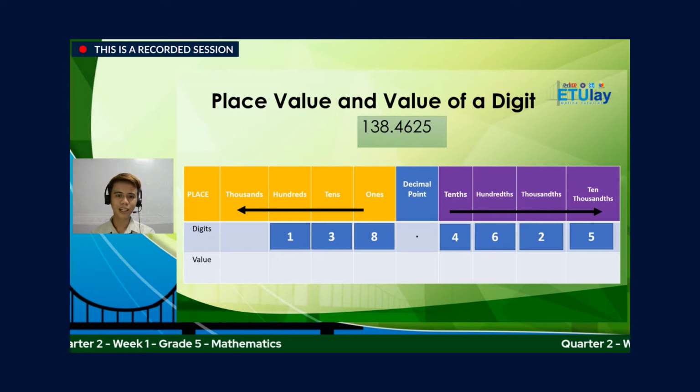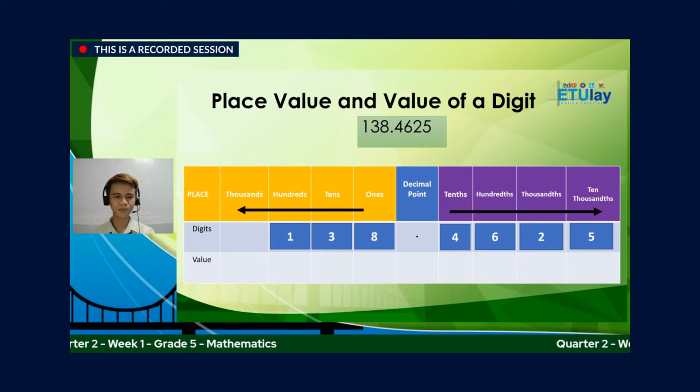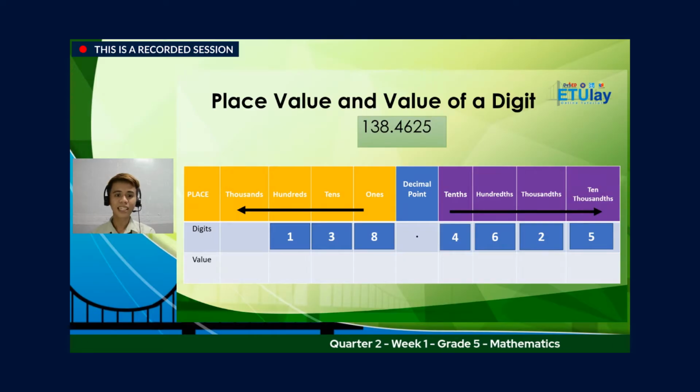Ayan, meron na tayong mga place value ng bawat digit dun sa number natin ng 138.4625. Ngayon naman, pagpunta naman tayo dun sa ating value. Sabi kanina, value is the product of the digit and the place value it's holding. So kung kunwari itong 8, ang place value niya ay nasa ones, i-multiply natin siya by 1. So 8 times 1, ang magiging value niya ay 8.